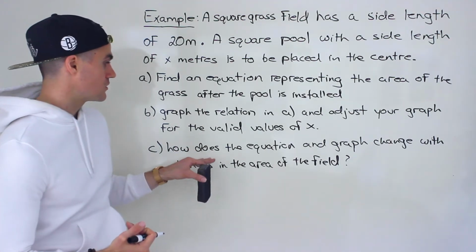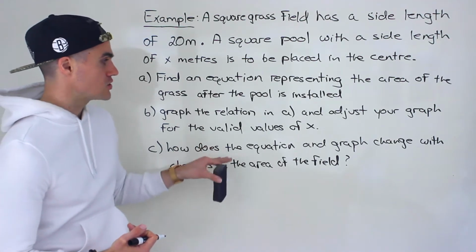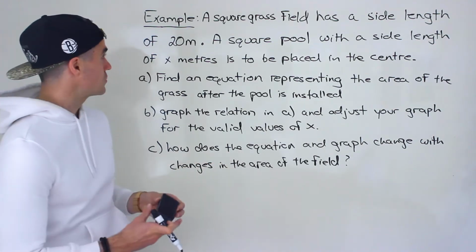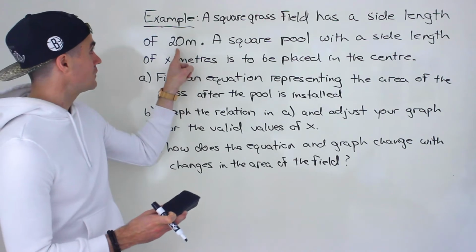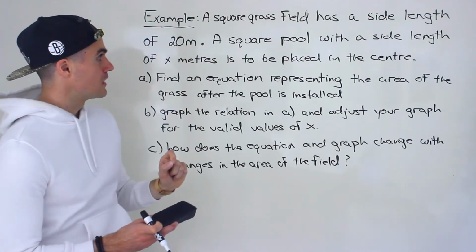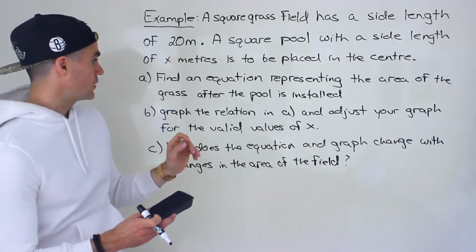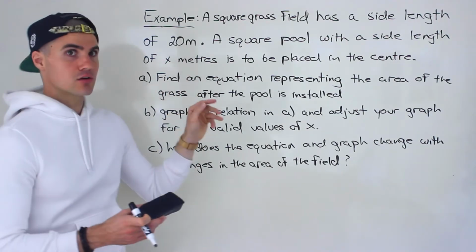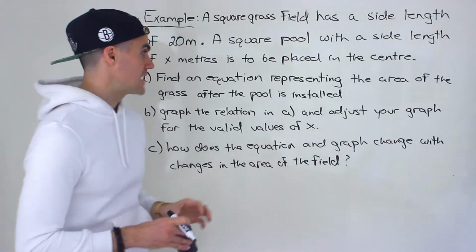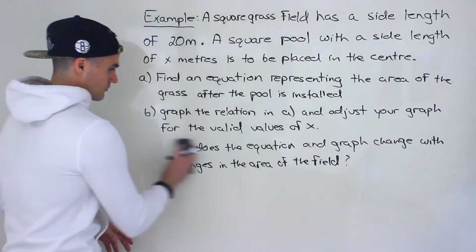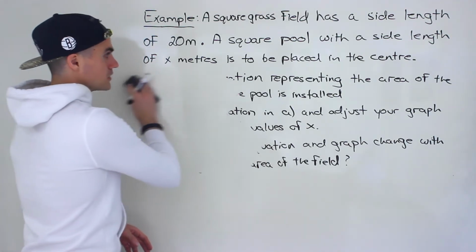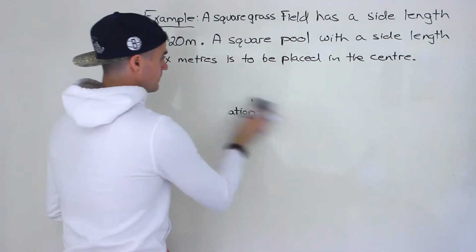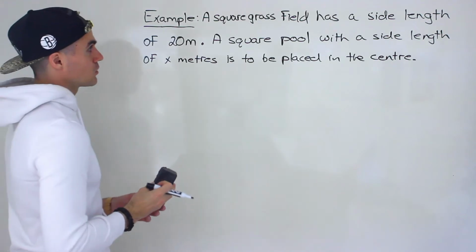And then in part C, we have to explain how the equation and graph change with changes in the area of the field. So notice that in this case, the field has a length of 20 meters, but how is that going to change part A and part B if that 20 meters either goes up or down? So let's erase this here, and I'm actually going to start off with a diagram just so we visually see what we're working with.